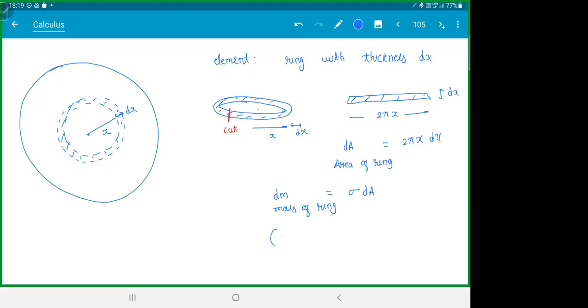Now here, since dx is so small, actually even on the ring the density is changing. But the dx is so small, we can assume sigma is constant for that small thickness. This is the whole point of integration, right?